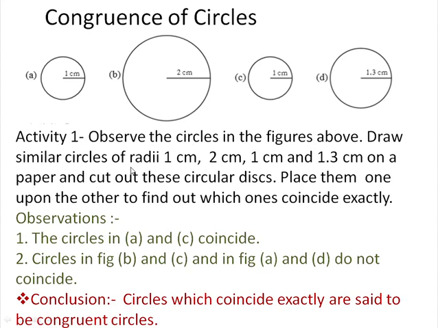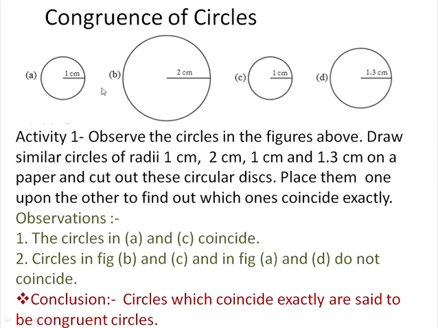Draw similar circles of radii 1 cm, 2 cm, 1 cm and 1.3 cm on a paper and cut out this circular disc. Place them one upon the other to find out which ones coincide exactly. See children, here the circles are given in front of you. So you have to draw similar circles on one sheet of paper with the same radii given over here.